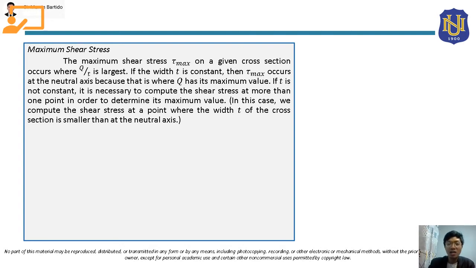Okay, so however class, kung yung T naman ay hindi constant, okay, so it is necessary to compute the shear stress at more than one point in order to determine its maximum value. Kasi class, di ba, Q over T, no? Let's say nga yung T hindi siya constant. Okay, yung width T natin hindi siya constant. So ito para to sa mga cases na non-rectangular, no? Pero kung ganito class, kung rectangular yan, matic, na yung maximum shear stress niya nasa neutral axis.